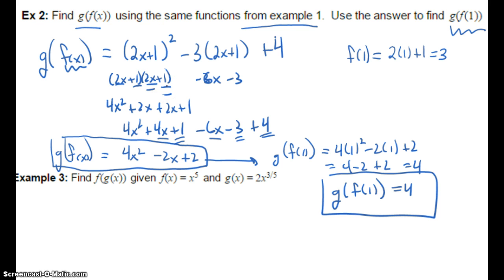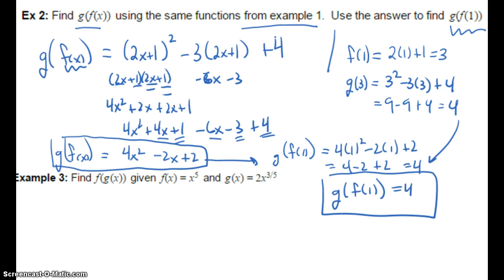So I'm going to take that 3 and plug it into g. G takes what you gave it, squares it, minus 3 times what you give it, plus 4. And if this doesn't end up being 4, then I screwed up. But this ends up being 9 minus 9 plus 4, which is 4. So that's what I would expect to get. This part up here is kind of like a check, but this stuff down here is what I want to see.